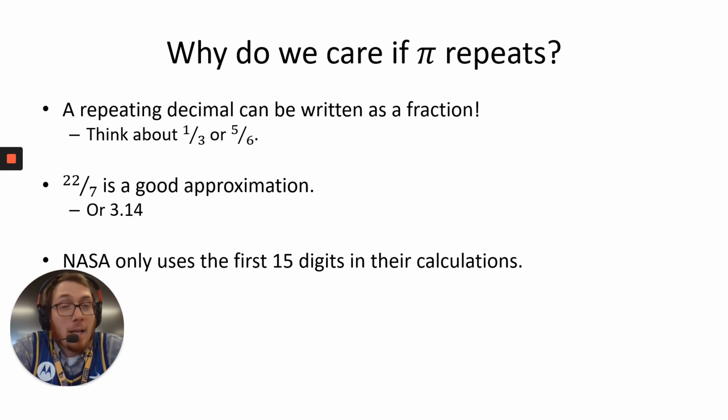We care if pi repeats because if it could repeat, it would be a rational number. If it ended, it's a rational number. Just for reference, NASA uses 15 digits of pi for their calculations. So if NASA only uses 15 digits and they can get to the moon and back or send a rover to Mars or whatever they're doing, it must be okay for what we're doing in a math class.